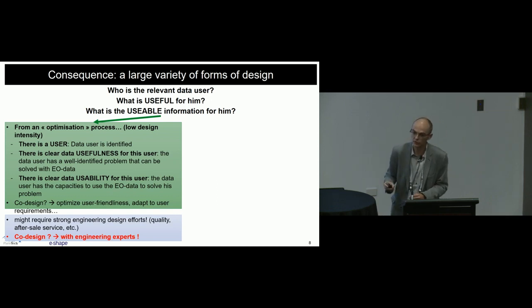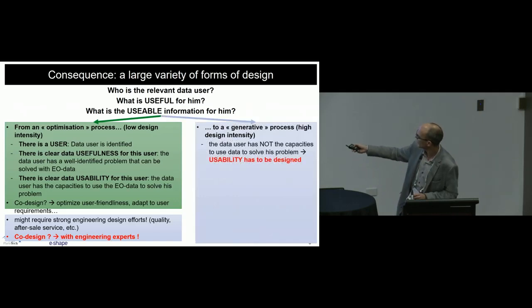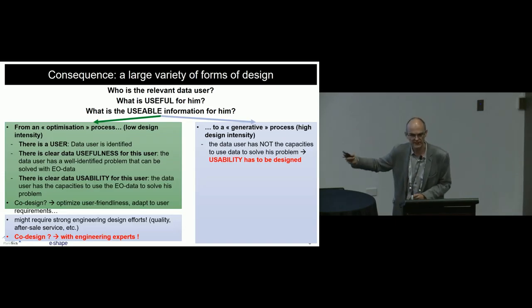So it's probably not enough to go only with the user, but you have probably to organize a co-design process with engineering experts, which is quite unexpected but very important. Another direction to discuss this ideal situation is to say, well, the user is identified, the usefulness is clear, but the usability is not here. You have to provide toolkits, techniques to help the user make use of the data. So usability has to be designed, and it's quite a difficult issue.